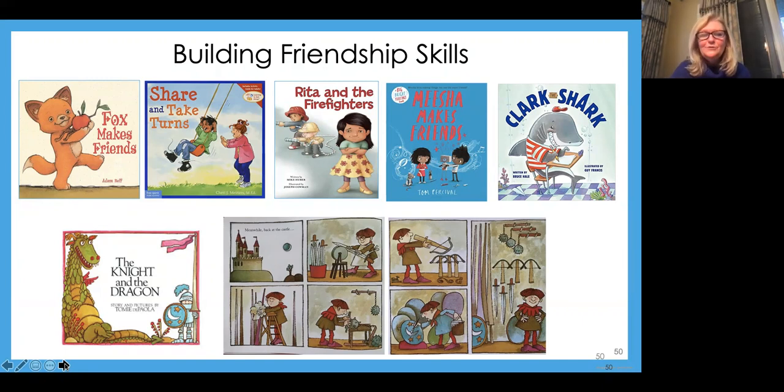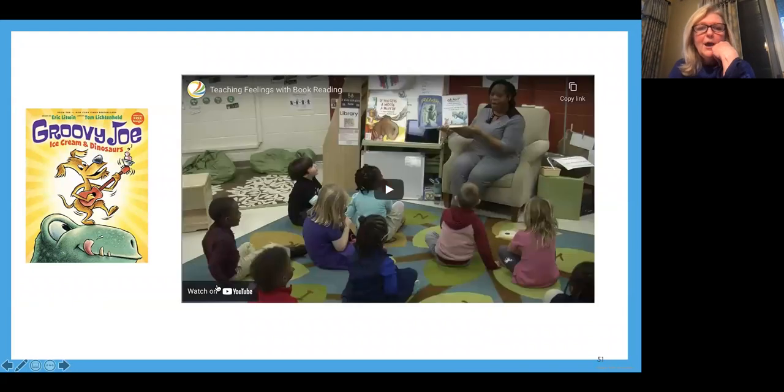And then just using books again, like The Knight and the Dragon, where you have pages with words, and then you have pages that are just pictures, so you can get kids to really have those conversations and build on that. Then you guys, this book, Groovy Joe, I just want you to watch how she does the friendship part and the emotion part in here.